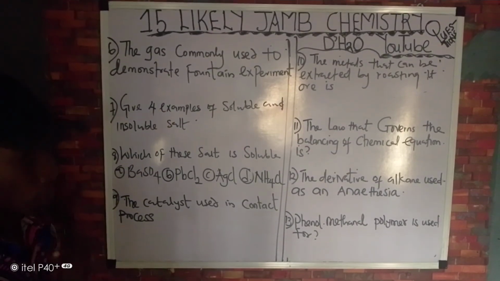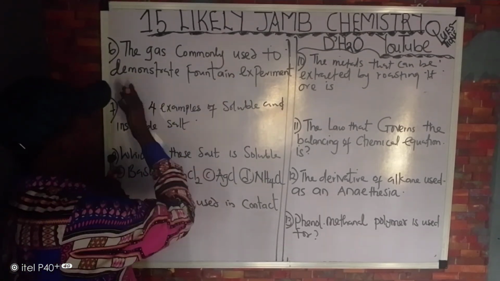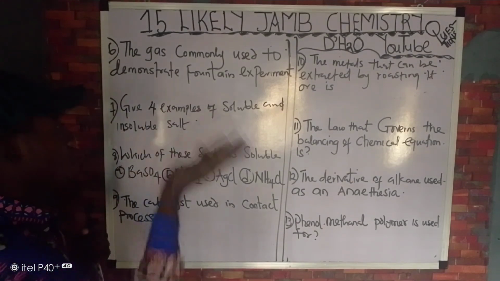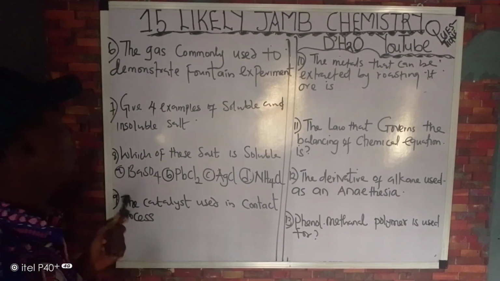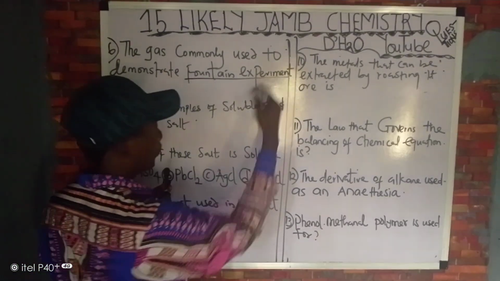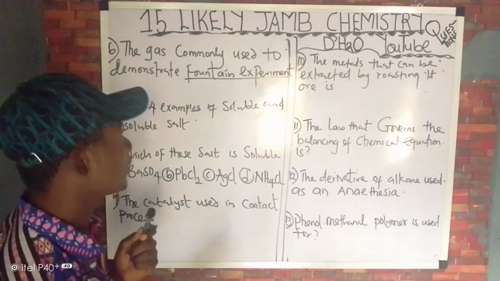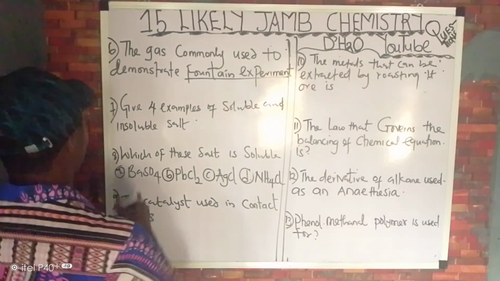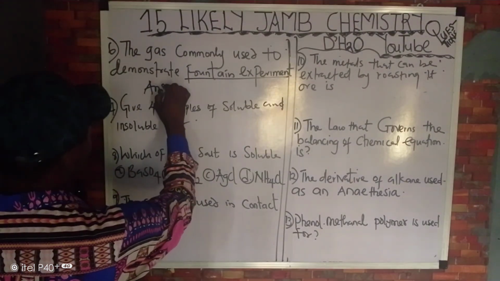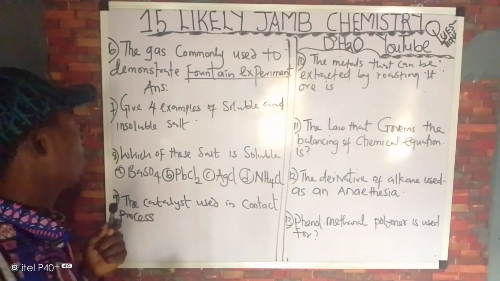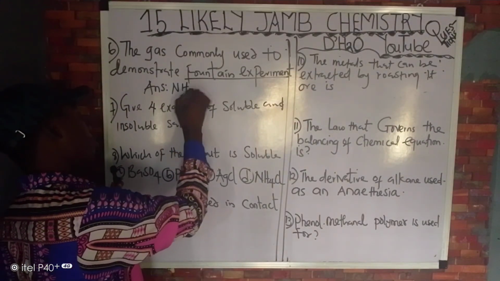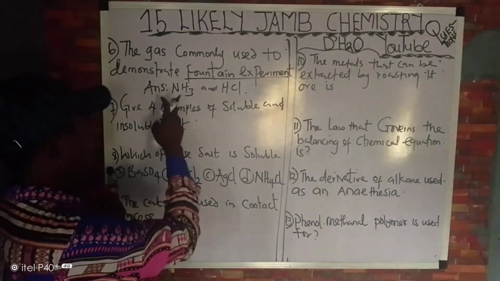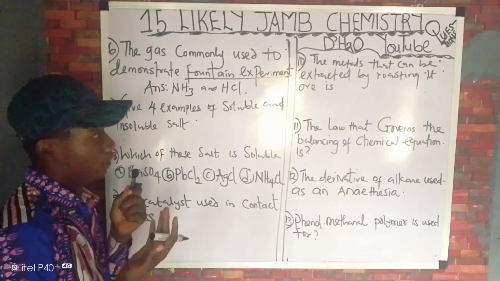Let's take the next question. The gas commonly used to demonstrate fountain experiment is what? By now, almost all of you should know it because I did it in my JAMB mock questions. The gas used to demonstrate fountain experiment. Remember that there are 2 basic gases that are used to demonstrate fountain experiment because they are very soluble in water. And the gases are ammonia and what? Hydrogen chloride. So the answer is ammonia and hydrogen chloride. Okay? So take note of that. These are the 2 gases used to demonstrate fountain experiment.